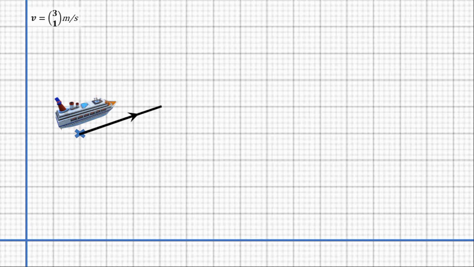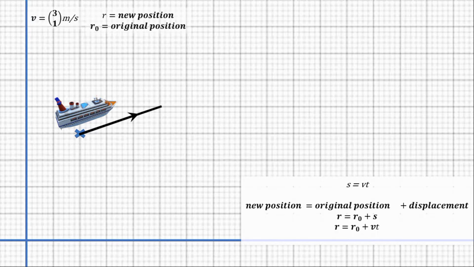So, let's say we had a ship that was moving with a velocity of 3,1. Every second, it would move 3 to the right and up by 1. So I'm going to introduce some new notation here. We'll use r to represent the new position vector, and r0 will represent the original position vector.